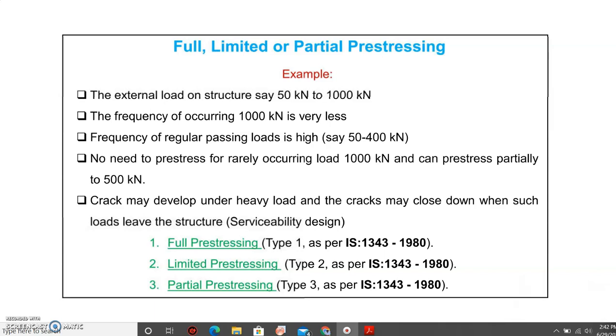The crack may develop under the heavy load and the cracks may close down when such loads leave the structures. We know that this is serviceability design. Hence, IS 1343 gives a design of fully pre-stressing, limited pre-stressing and partial pre-stressing.